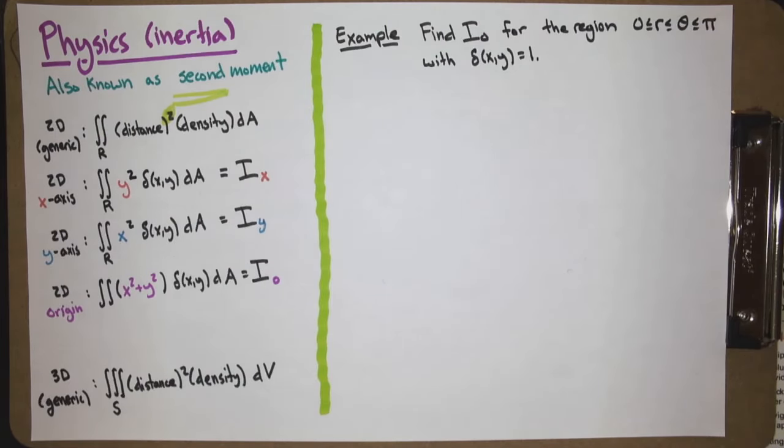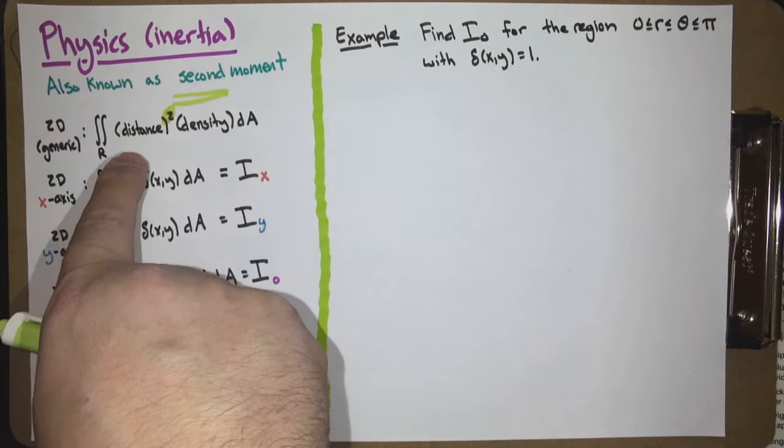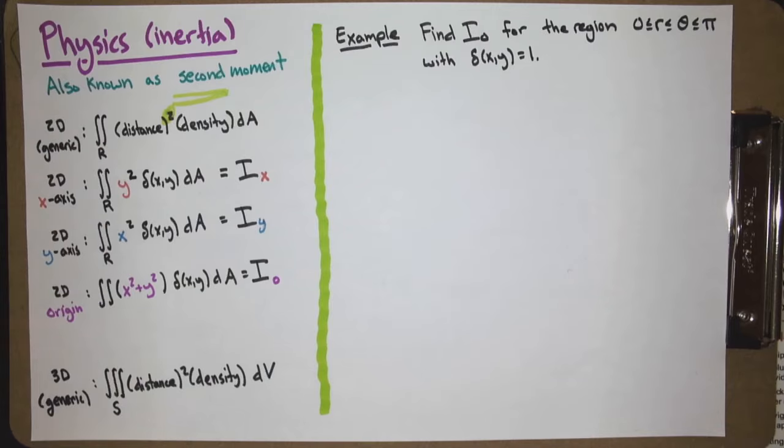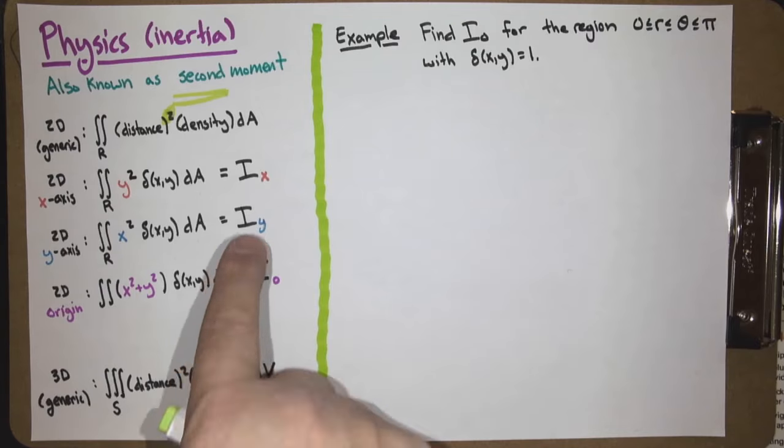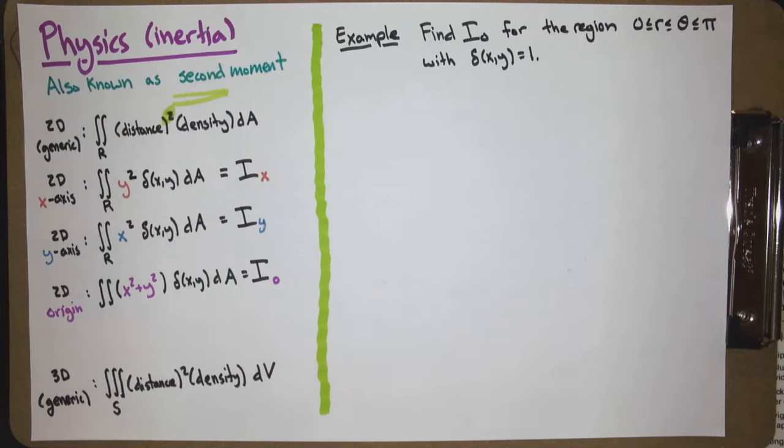You might say, are there higher moments? Yes. Will we talk about them? No. But the key to remember is, it's very similar, just remember distance squared. Other than that, proceed as before. You'll know it's inertia because it'll probably say the word inertia, or if you see an I for inertia.